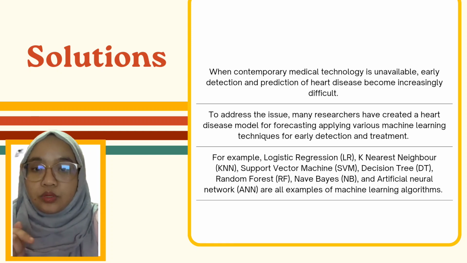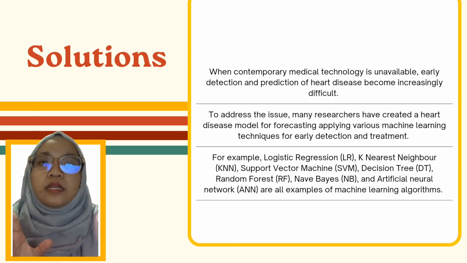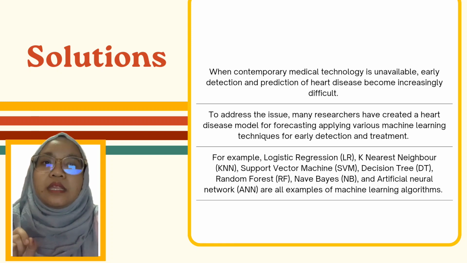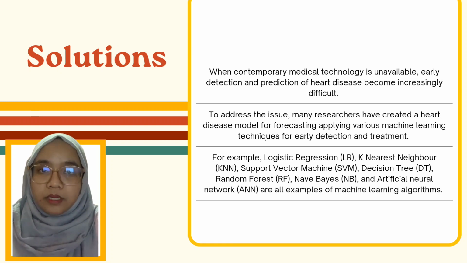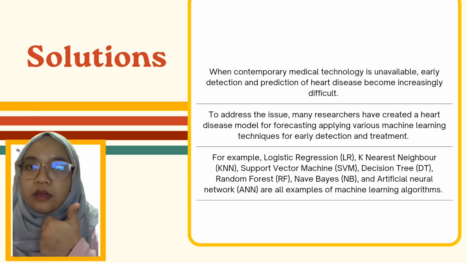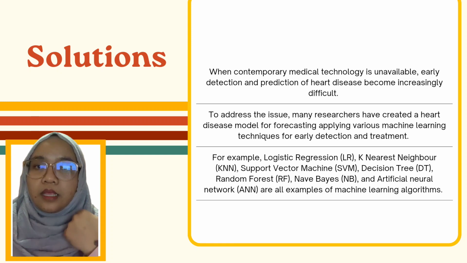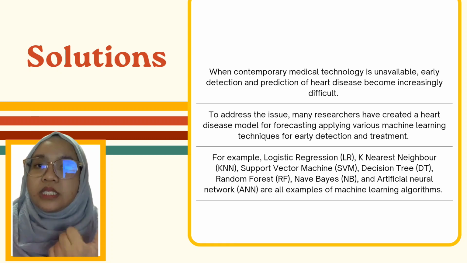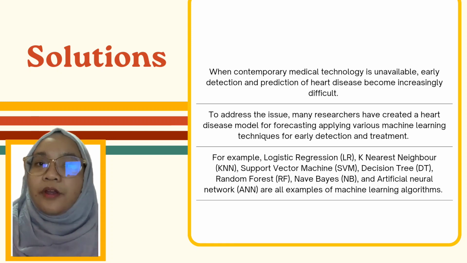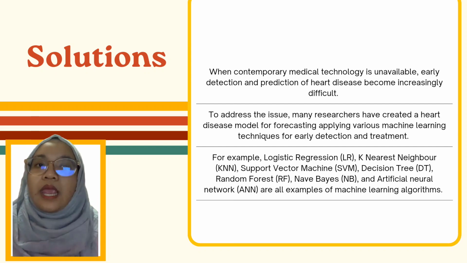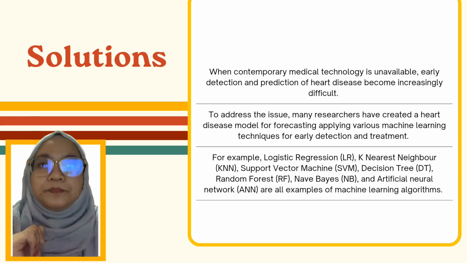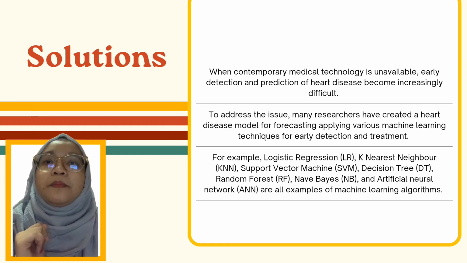To address these issues, many researchers have created heart disease models for forecasting, applying various machine learning techniques for early detection and treatment. For example, logistic regression (LR), k-nearest neighbor (KNN), support vector machine (SVM), decision tree (DT), random forest (RF), naive Bayes (NB), and artificial neural network (ANN) are all examples of machine learning algorithms. So we go for the model purpose.